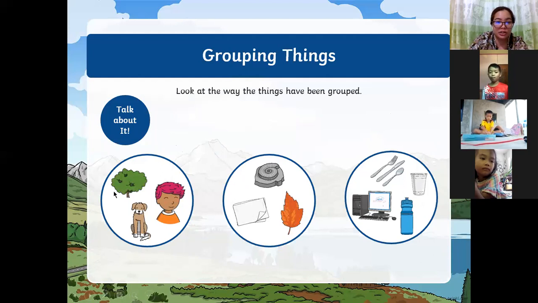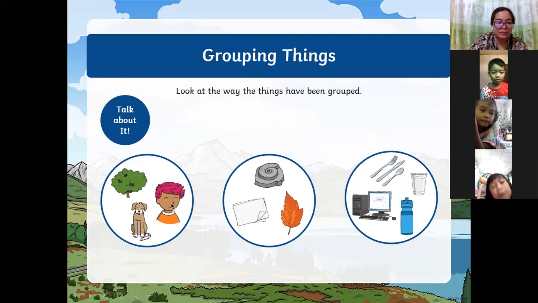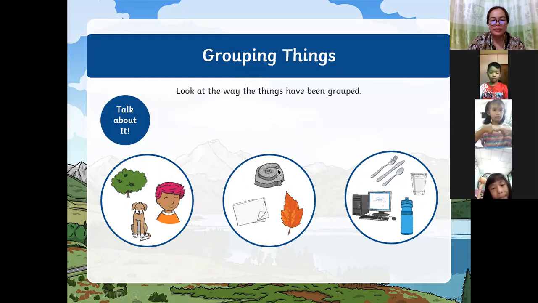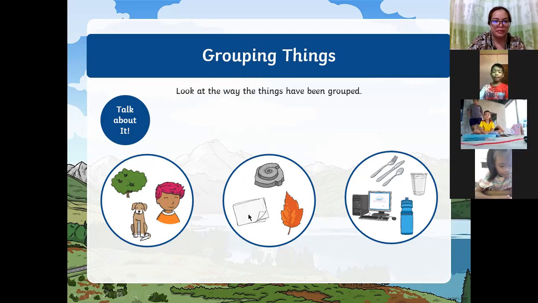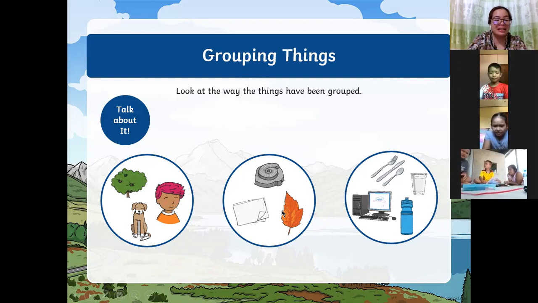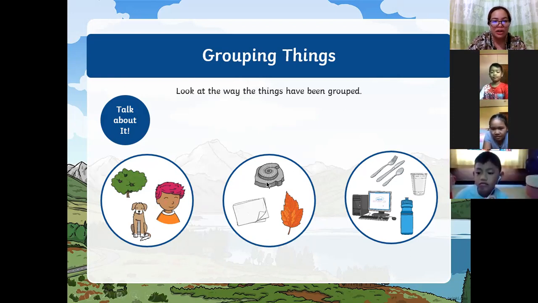Okay, on the first group, do you know what this is? It's a boy. How about this? Dog. Okay, that is our group number one. In our group number two, we have the shell decoration. Okay, this one, paper. This one, it is a dried leaf. Okay, dried already. Look at the color of the leaf. It's already brown.